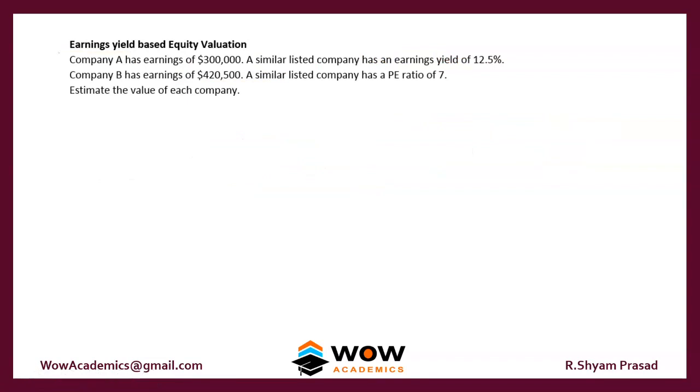So here they say that we have to do an earnings yield based equity valuation. A company A has earnings of 3 lakh. A listed company has an earnings yield of 12.5. Okay. So there is a listed company whose earnings yield is 12.5. But company A, I think they should be an unquoted company. So they are an unquoted company and we have to value them. So we'll start from company A.